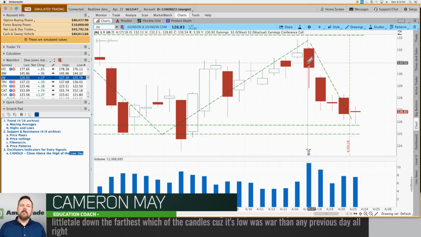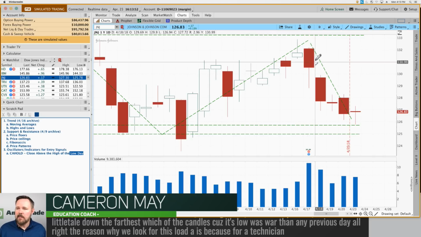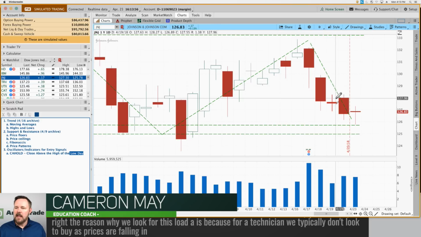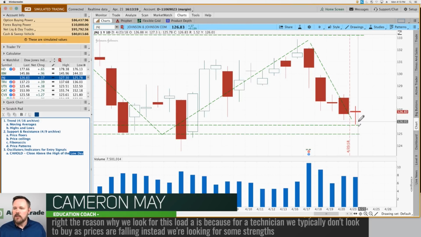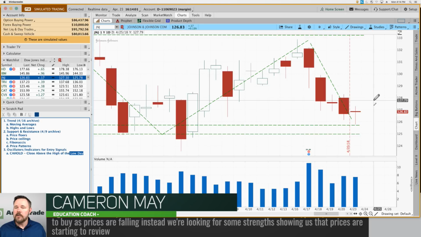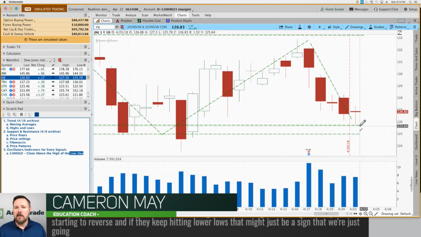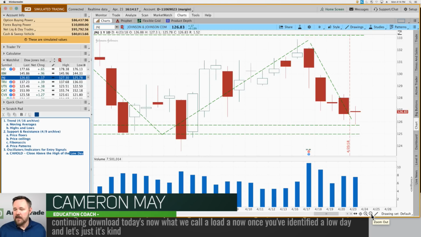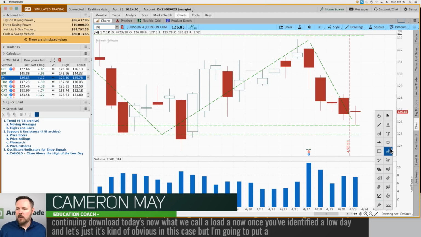All right? Now, the reason why we look for this low day is because for a technician, we typically don't look to buy as prices are falling. Instead, we're looking for some strength showing us that prices are starting to reverse. And if they keep hitting lower lows, that might just be a sign that we're just continuing downward. So each day that hits a new low, you just say, well, today's not the day. Today's now what we call a low day. Now, once you've identified a low day, and it's kind of obvious in this case, but I'm going to put an oval around it anyway.